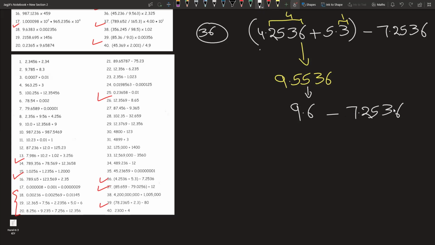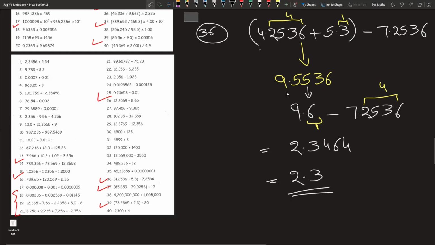So when you do 9.6 minus 7.2536, you get 2.3464. Now you use the rule again. This one only has 1 number after the decimal. This one has 4. So your answer should only have 1 number after the decimal. So the final answer is 2.3. That's how you tackle that, folks. You do the internal brackets first. Then you use your addition and subtraction rule on that. Once you get that, then you subtract it with this, and use your rule again. Any questions?